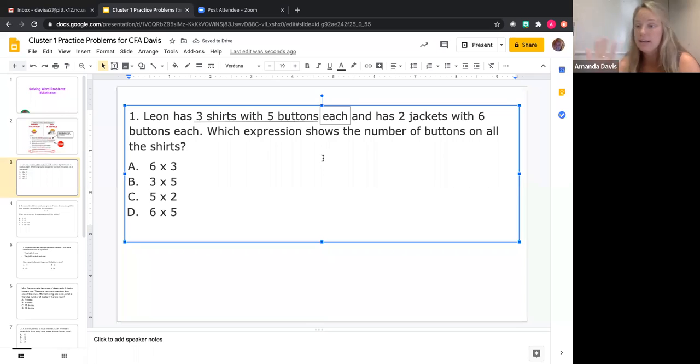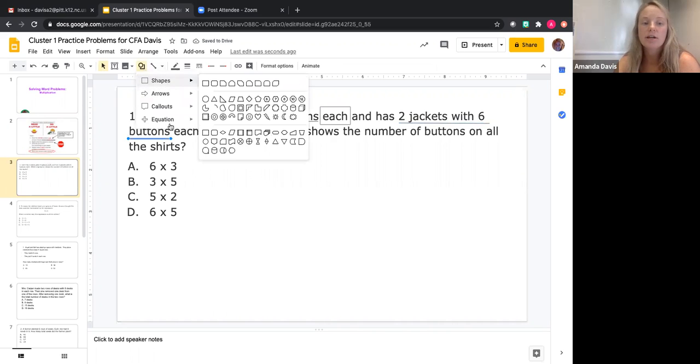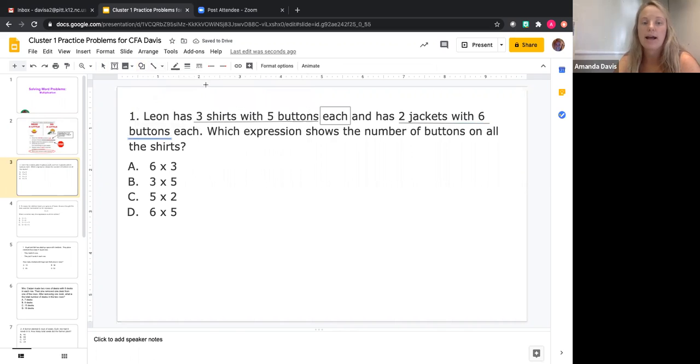Now I can keep going. I'm not writing down any work and doing anything yet. Leon has 3 shirts with 5 buttons each and, that's a good sign. Or adding, he's got some more things. Has 2 jackets with 6 buttons each. All of that is important information. Notice how I do not just underline the number. I get the word that comes after it. We call that a label. So I know what the number goes with.